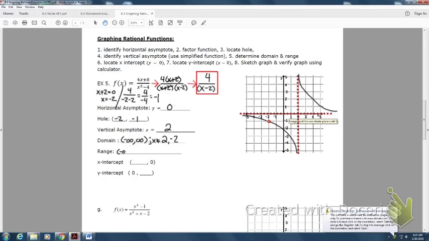Your range, same thing, but with y. And what is y not going to equal on this, Tanner? 2. What's my horizontal asymptote? 0. Oh, that's not equal to 0, and negative 1. Okay. So I don't think there's a spot at the bottom.